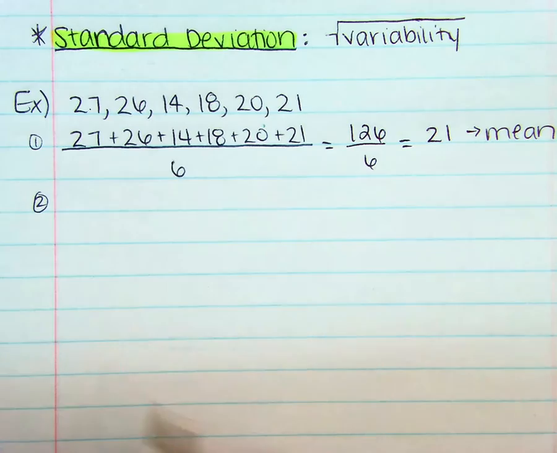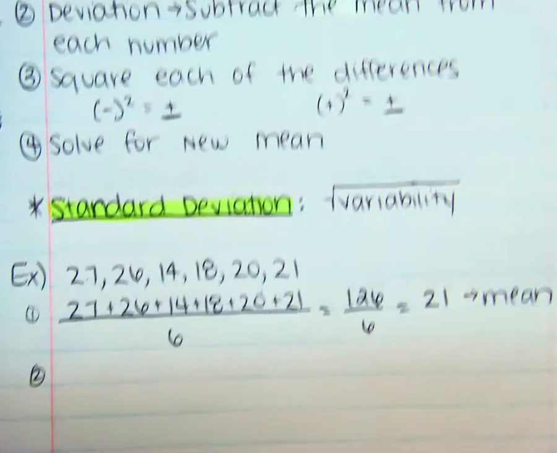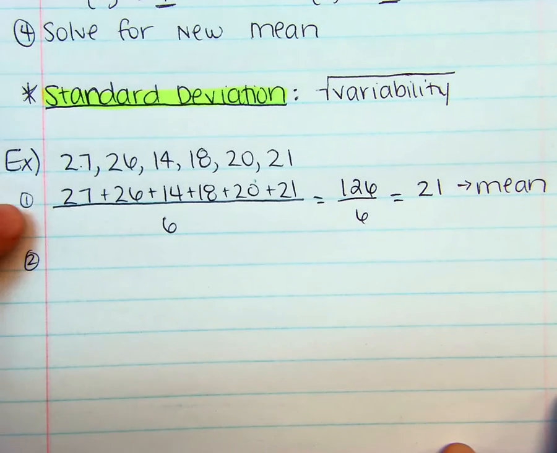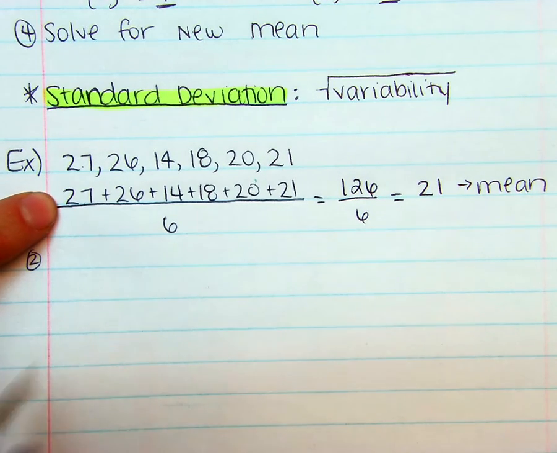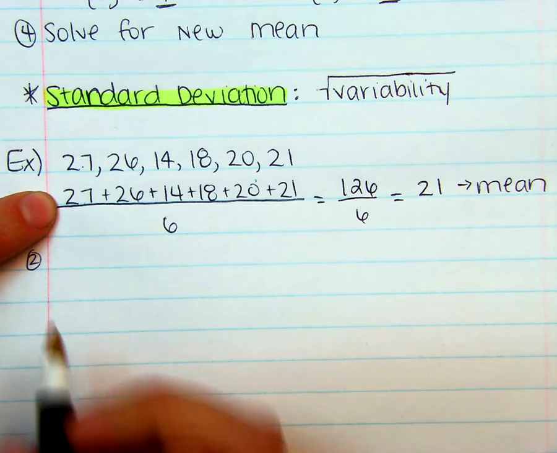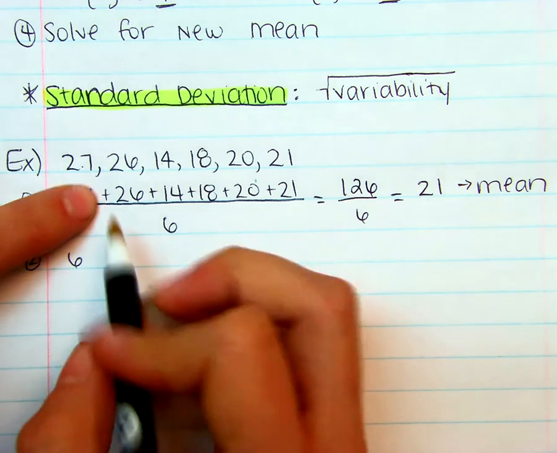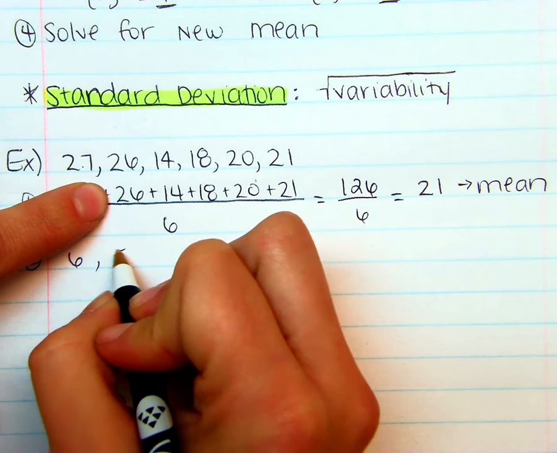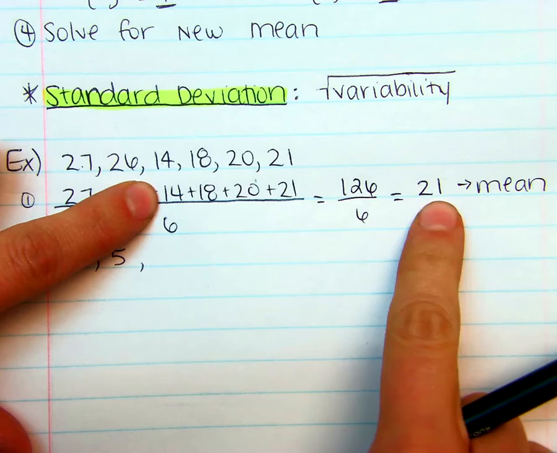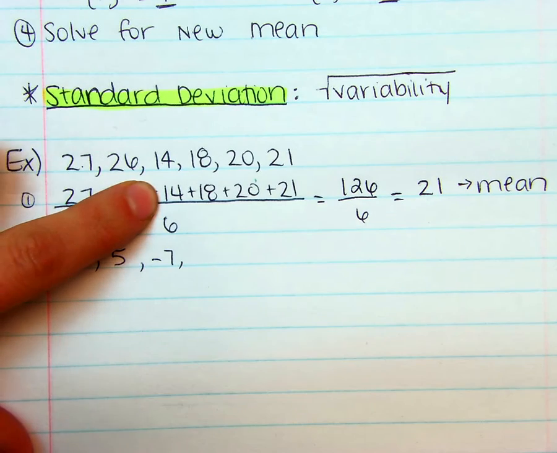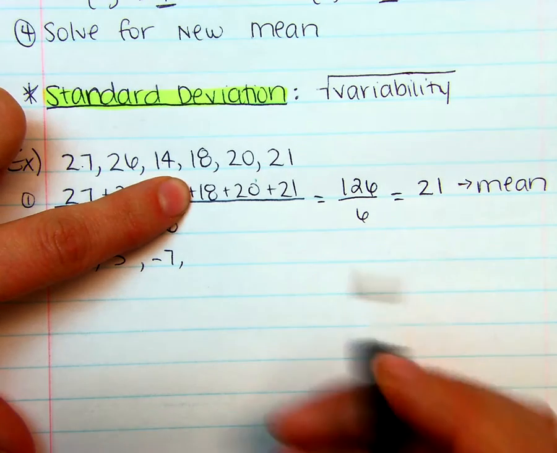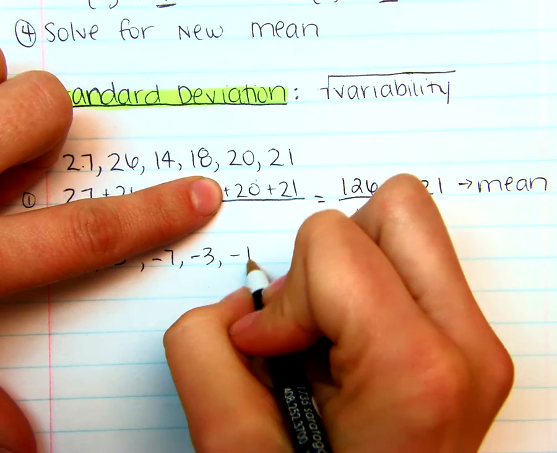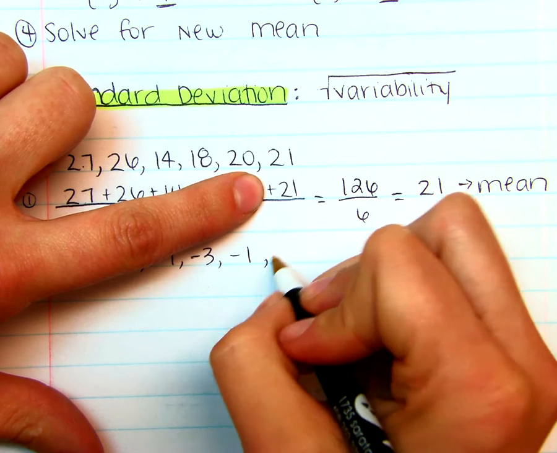Now we're going to do step 2. If I go back up to my steps, we are now taking the deviation. So for every number, I'm going to subtract 21. 27 minus 21 is 6. 26 minus 21 is 5. 14 minus 21 gives me negative 7. 18 minus 21 is negative 3. 20 minus 21 is negative 1. And 21 minus 21 is 0.